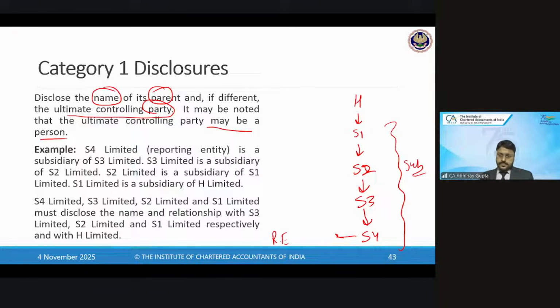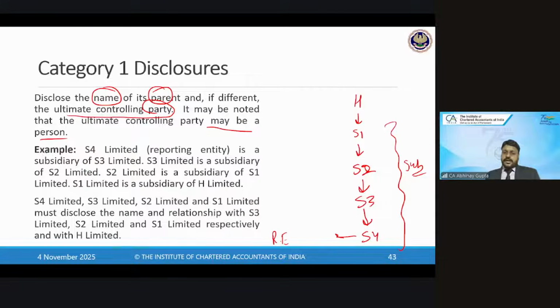For S4, S3, S2, S1, H, all are related parties. For S3, the same goes, all are related parties. For S2, all are related parties, right? Now, the category 1 disclosure says that it needs to disclose the name of its parent company and, if different, the ultimate controlling party, right?